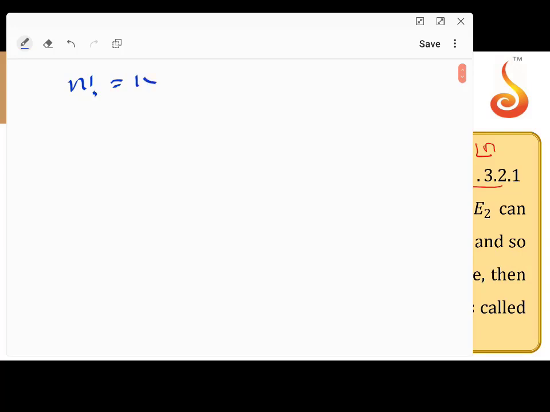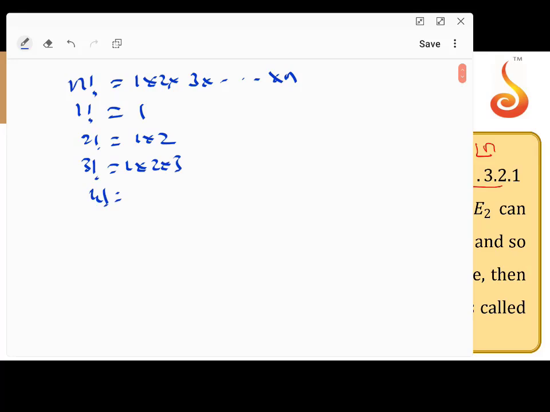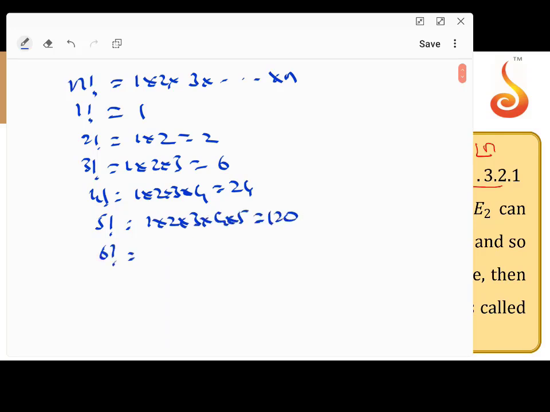The value of n factorial is 1 into 2 into 3 and so on up to n. So this is the product of n natural numbers. Suppose you want to take 1 factorial, it is 1. 2 factorial is 1 into 2. 3 factorial is 1 into 2 into 3. 4 factorial is 1 into 2 into 3 into 4, but you have to remember the values also. That is 24. And 5 factorial is 1 into 2 into 3 into 4 into 5. That answer is 120. 6 factorial is 1 into 2 into 3 into 4 into 5 into 6. So this gives 720. So these are the values you have to remember. Sometimes you can use these values directly.